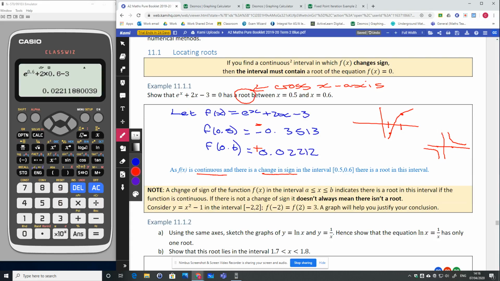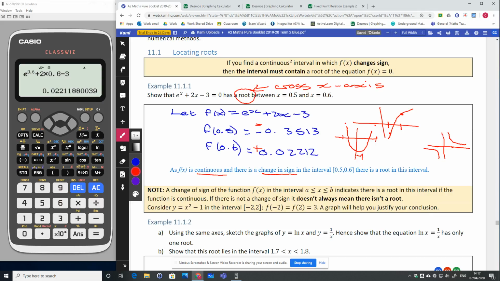The other thing to consider is that a change of sign isn't the only way to indicate we have got a root, because it depends what that interval is. If we consider the graph of y equals x squared minus 1, it would look like that, with a minus 1. And we're looking at the interval minus 2 to 2. At minus 2, our y value would be 3, and at 2, our y value would also be 3. So we haven't got a change of sign, but actually in that interval, we have got two roots. So you do need to be careful.